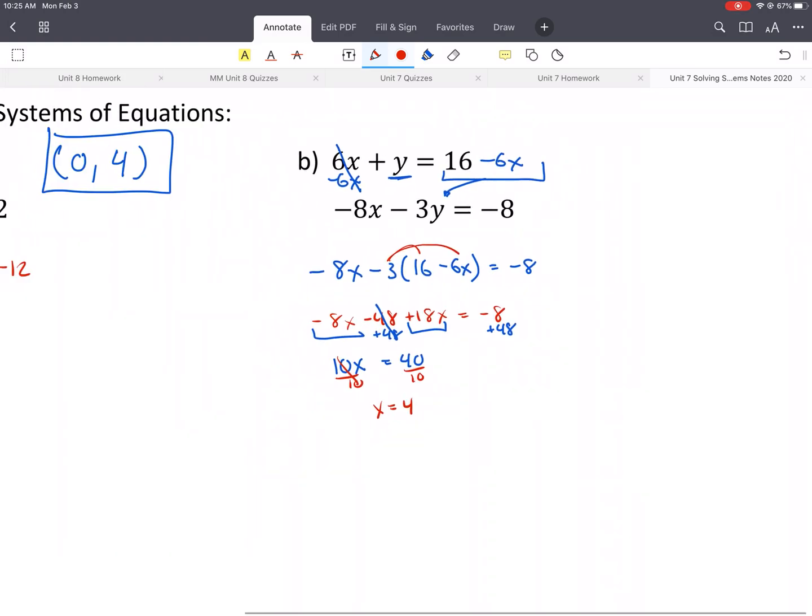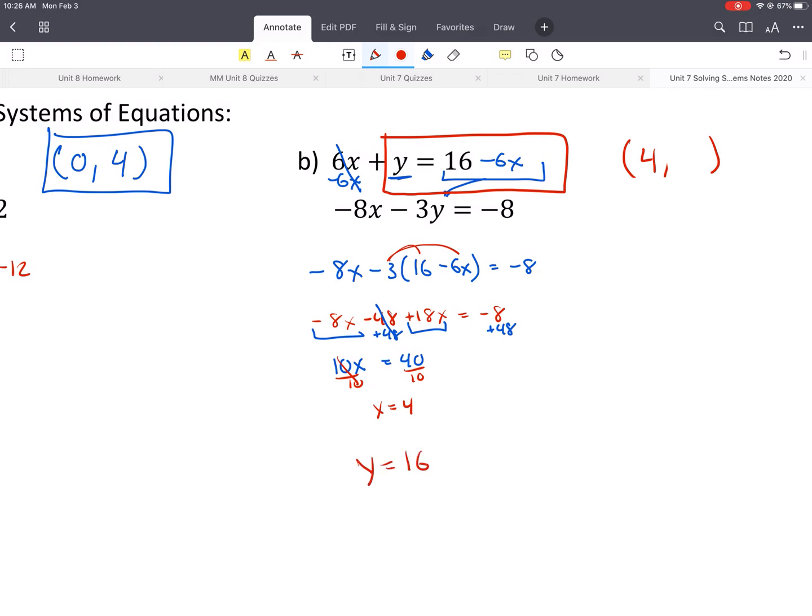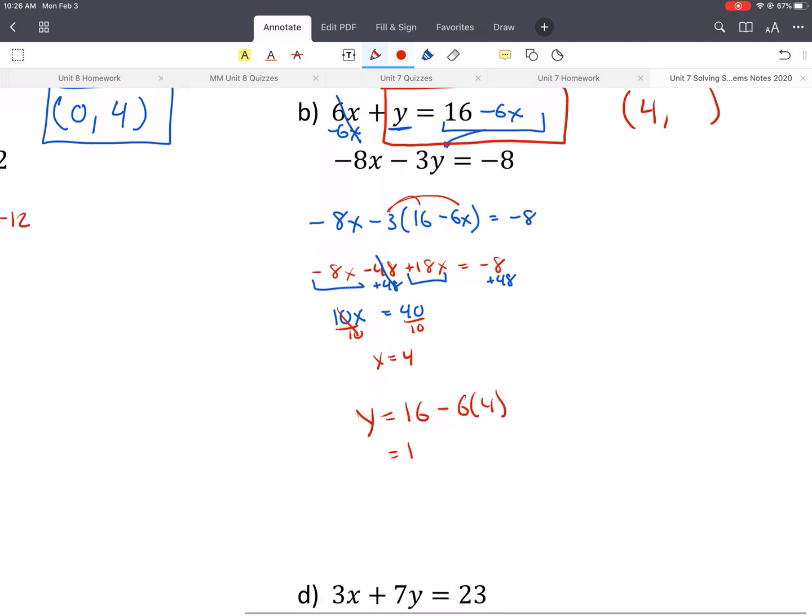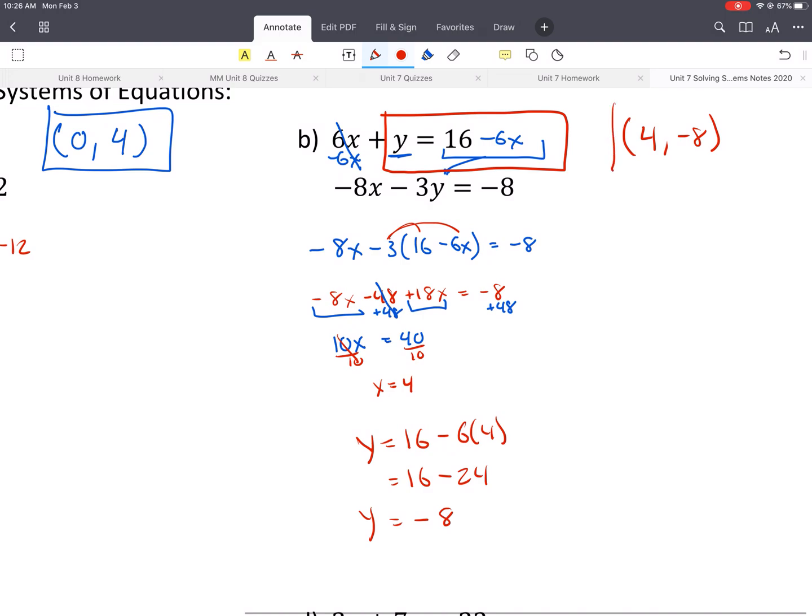Okay, so again, we still need the y value, so we can plug that into either equation that you want. Since we already solved this one for y, it's really nice to use that one. So we could do y is equal to 16 minus 6 times 4. That gives you 16 minus 24, or negative 8. Okay, that would be your answer, 4, negative 8.